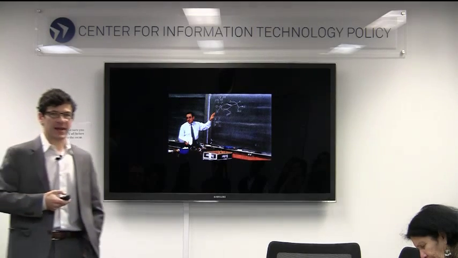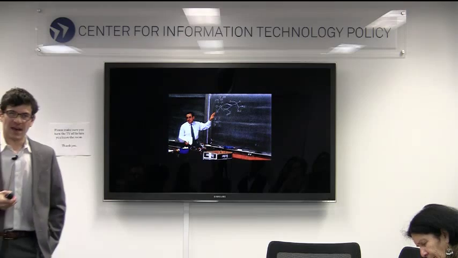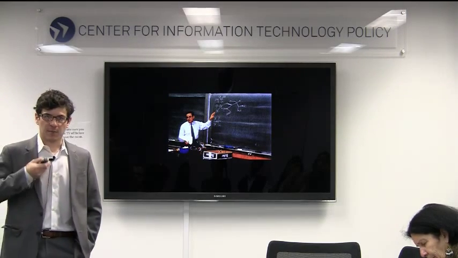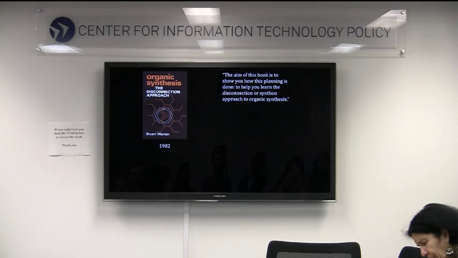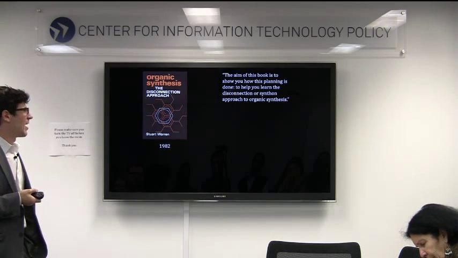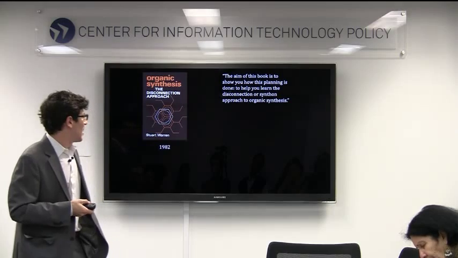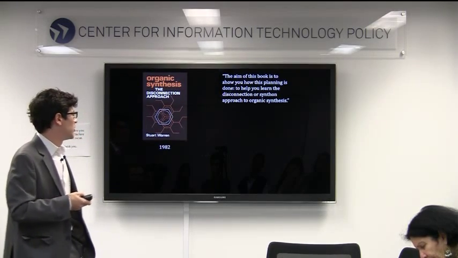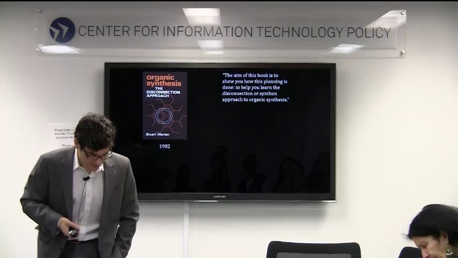They started writing textbooks, little pamphlets, teaching courses that simplified the procedures of retrosynthetic analysis. A particularly successful one of these textbooks was Organic Synthesis, written by, I think, Cambridge or maybe Oxford chemist Stuart Warren in 1982. A book that's intended to teach students to learn the disconnection approach to organic synthesis.